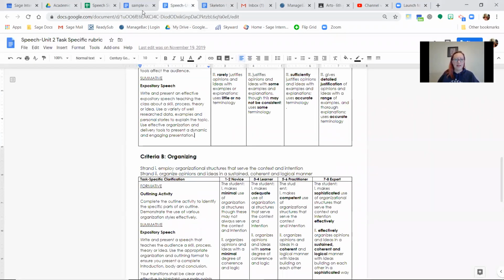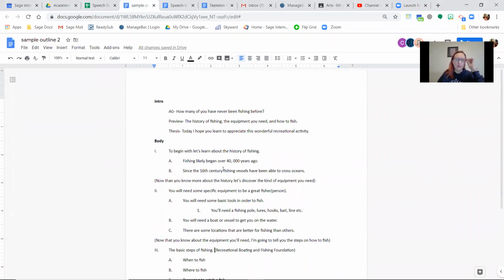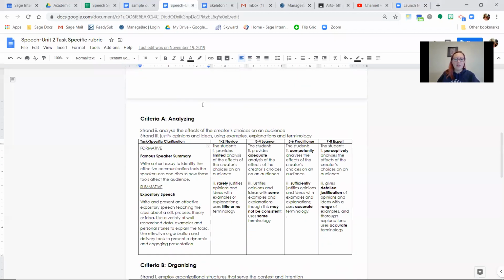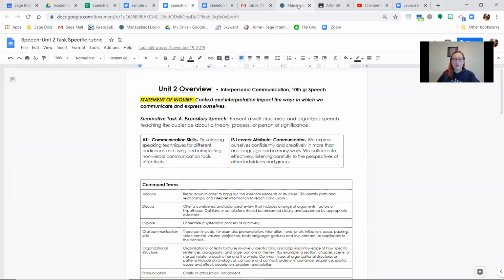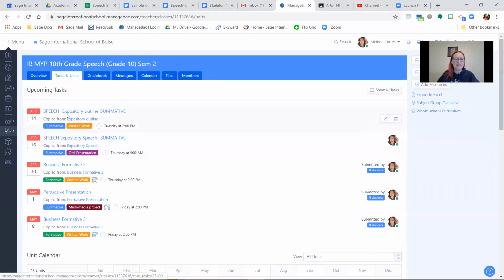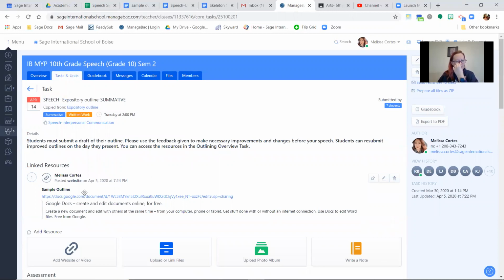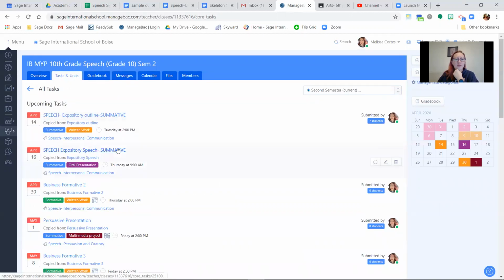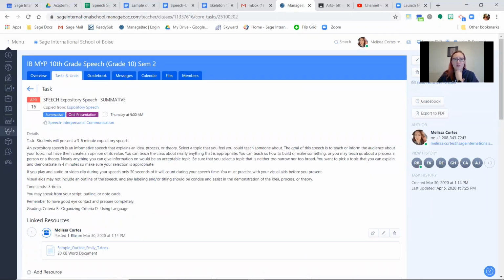I have lots of sample outlines as well that I posted on ManageBack, and then be sure to double check your rubric. So if you're not really sure where to go, you can go to your tasks in ManageBack, and don't worry about these ones down here, you don't have those yet. This is your outline and your summative. Both of those go together, so you need to turn in your outline. I have sample ones here, and then the details for the expository speech are here.